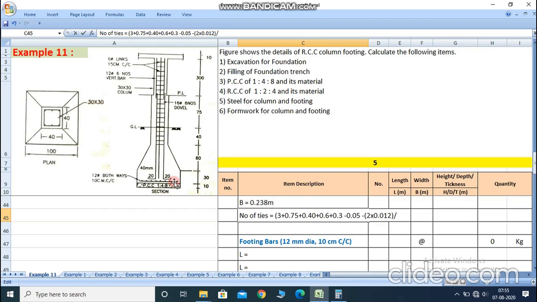Divide by the center to center spacing of the stirrups. Here 6 dia link with a 15 cm center to center spacing is provided. So the distance between the two stirrups is 15 cm, converted into meter, 0.15 meter. So now the number of ties required is equal to the multiplication and division of all the values. We got the answer: 33 numbers of stirrups are required.